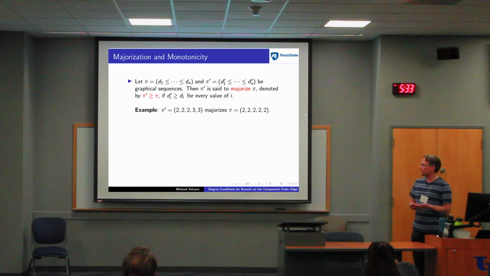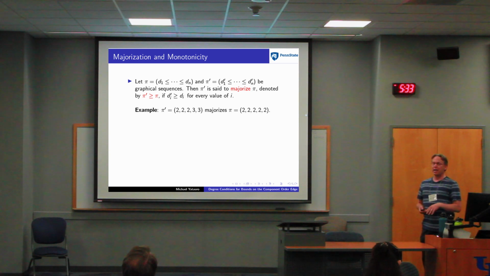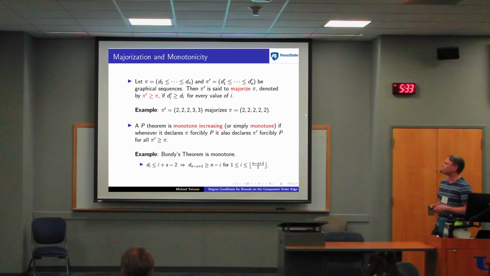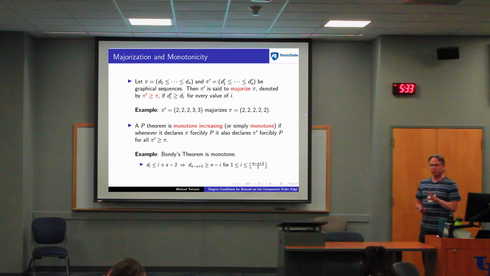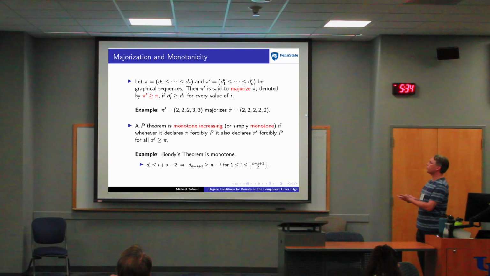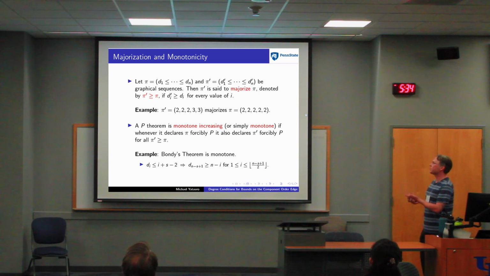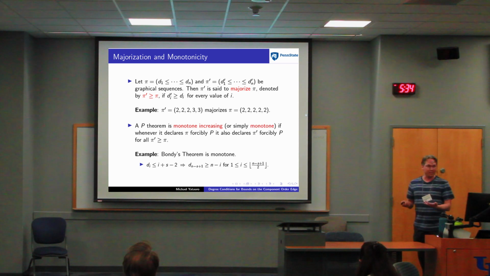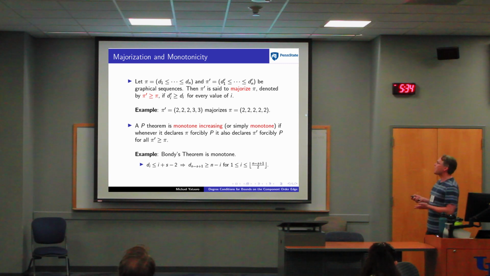Now monotonicity, we're going to define it using a notion of majorization. This notion of majorization may be different from one that you're familiar with, but for us, majorization is: you have 2 graphical sequences of the same length. One majorizes the other if it's term by term greater than or equal to the other. We just use a greater than or equal to symbol to signify here that pi prime majorizes pi. So here's an example of pi prime majorizing pi, in that it's term by term greater than or equal to. Okay, so that's the concept of majorization here.